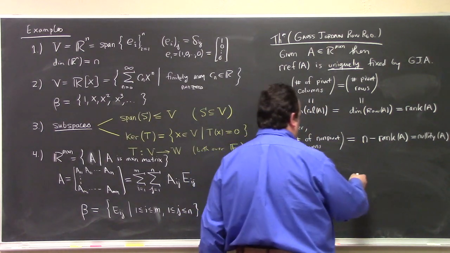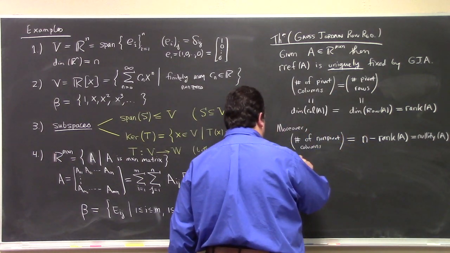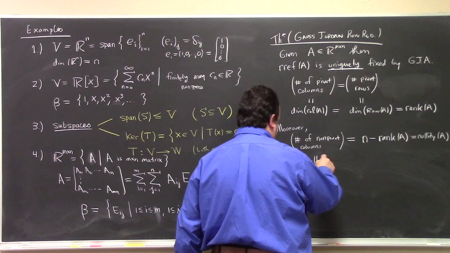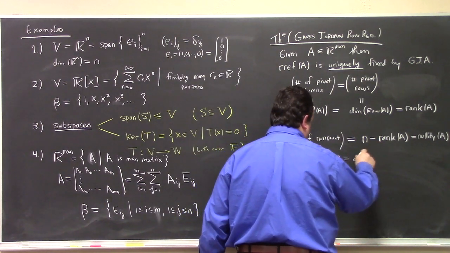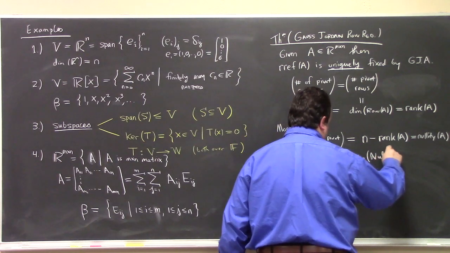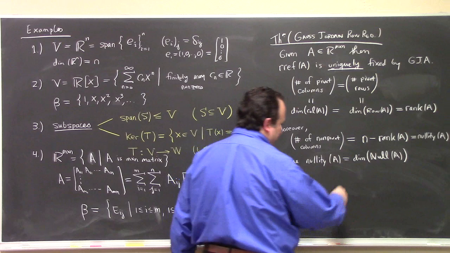And the nullity of A, what is this? The nullity of A is the dimension of the null space of A. What's the null space of A?